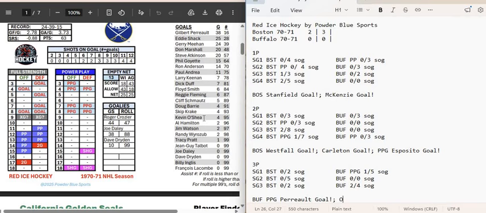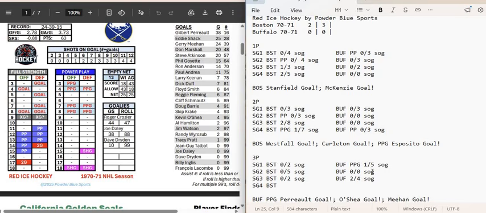O'Shea gets a goal. 2 goals. Unbelievable. O'Shea. And who gets the third? Unbelievable. 33. That's going to be Jerry Meehan. Oh my God. I was joking that Buffalo was going to come back. And folks, this is epic. Boston's coach beside himself. He cannot believe that they've allowed 3 goals in the final period. They were up 5-0 and Buffalo scored 3 fourth period goals.